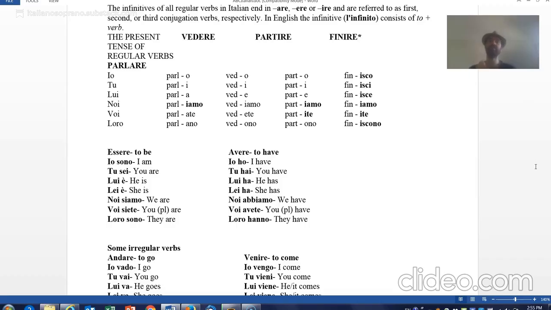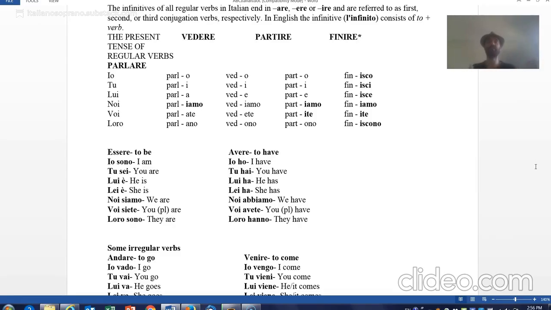Why did I put that? Because it's important, as you said in the English version on the top, we divide verbs in 3 groups, are, ere, and ire, according to the ending of the infinitive, the basic form of the verb. So parlare ends in are. When you go to conjugate, it will be io parlo, tu parli, lui parla, noi parliamo, voi parlate, loro parlano. Of course, there is no hyphen in between; it's just to show you the proper ending.